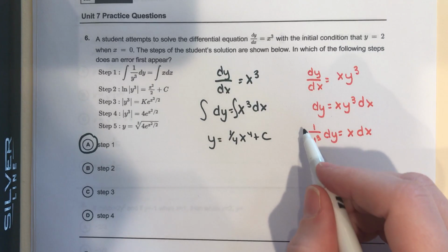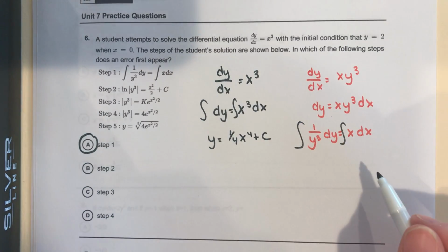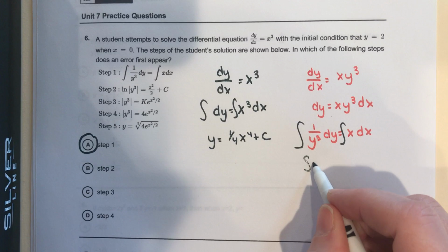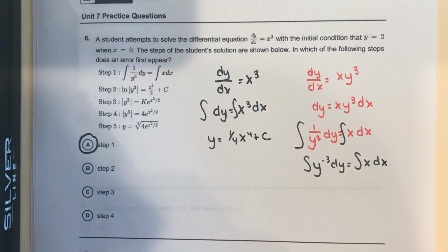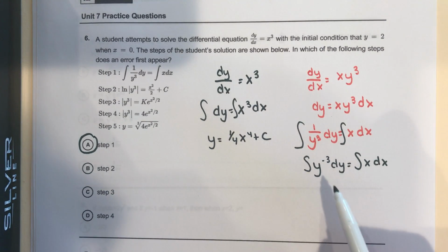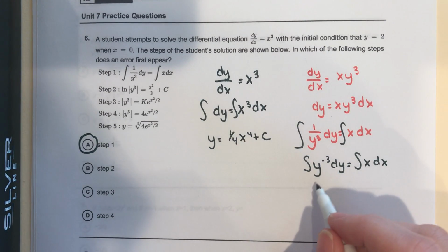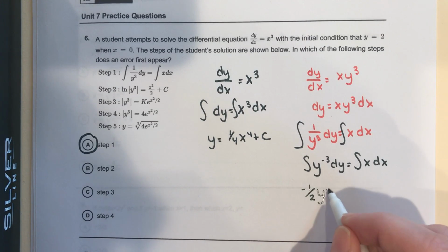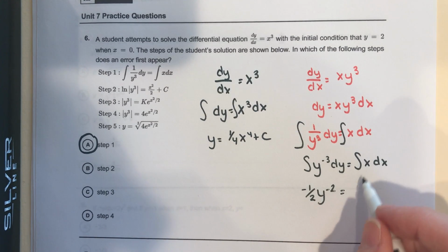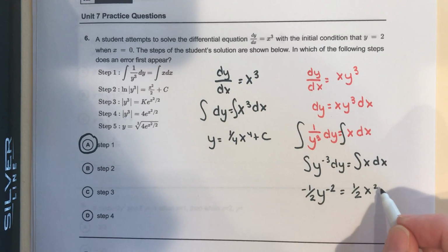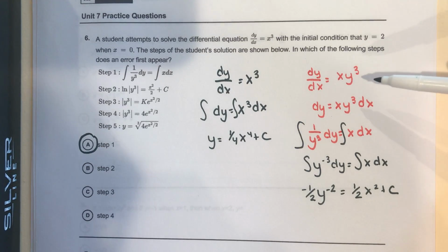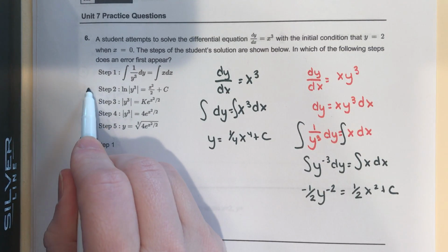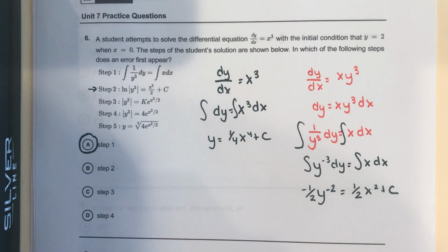So now if I take the integral, I'm going to rewrite this as y to the negative third dy, and then take the integral of both sides. So I'm going to add and divide. That gives me negative 1/2 y to the negative second, and this gives me 1/2 x to the second plus c. So according to this, if the answer was given correctly, step 2 would be the mistake, because the integral of 1 over y cubed is not an ln. ln is only if you just have 1 over y.